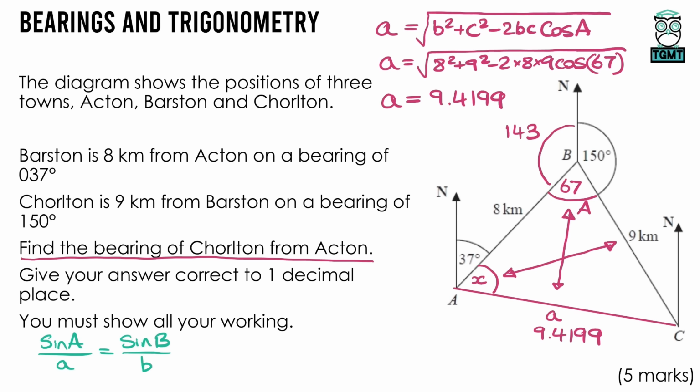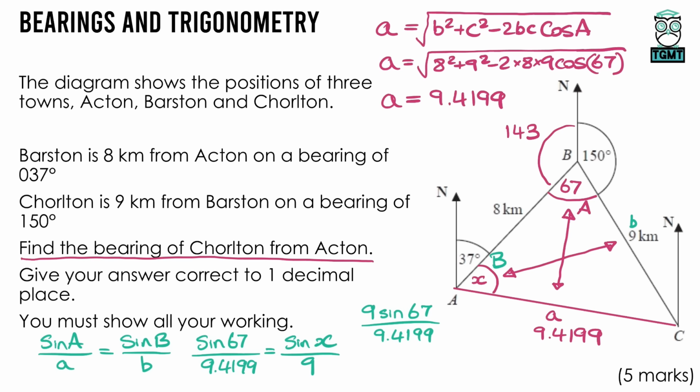So let's call our angle here B, and the opposite side little b. So we have sine of 67 over 9.4199 is equal to sine x, the angle that we're looking for, over 9. We can rearrange this now by multiplying the 9 to the other side. So we get 9 sine 67 over 9.4199 is equal to sine x.